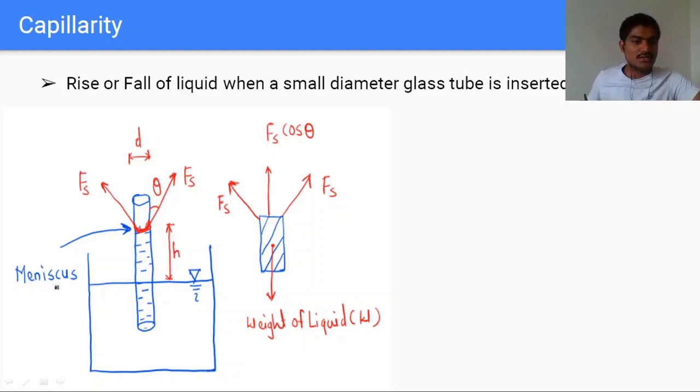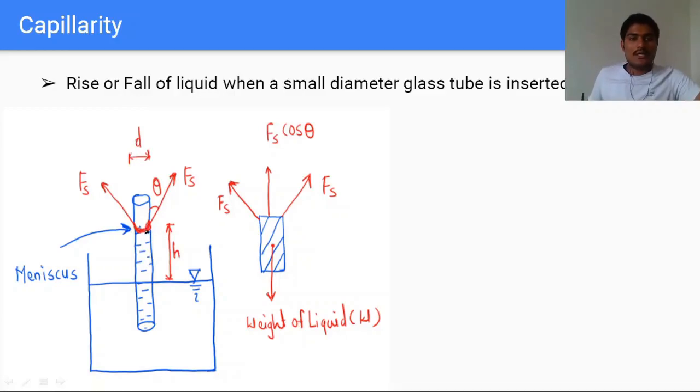The meniscus is the water profile in the glass tube, or the shape of the water surface in the glass tube. It is called the meniscus because it has this curved shape. Let us say this height is h from the water surface, that is, the water has risen in the glass tube to a height h. And this is the diameter of the glass tube we inserted, small d.